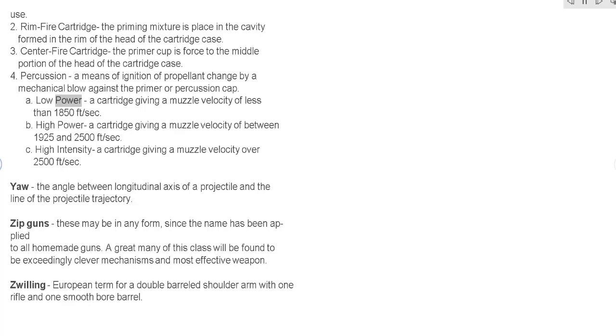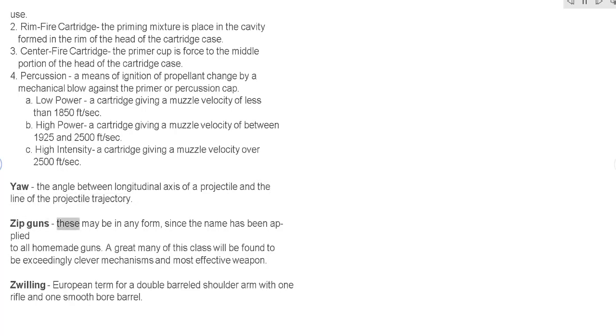A, low power: a cartridge giving a muzzle velocity of less than 1,850 feet per second. B, high power: a cartridge giving a muzzle velocity of between 1,925 and 2,500 feet per second. C, high intensity: a cartridge giving a muzzle velocity over 2,500 feet per second. Yaw: the angle between the longitudinal axis of a projectile and the line of the projectile trajectory.